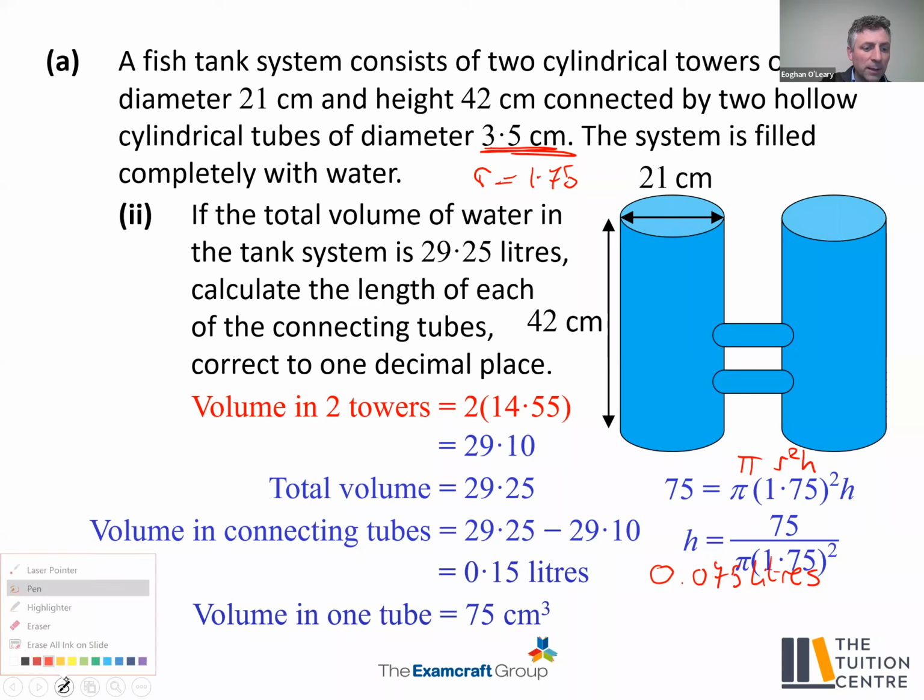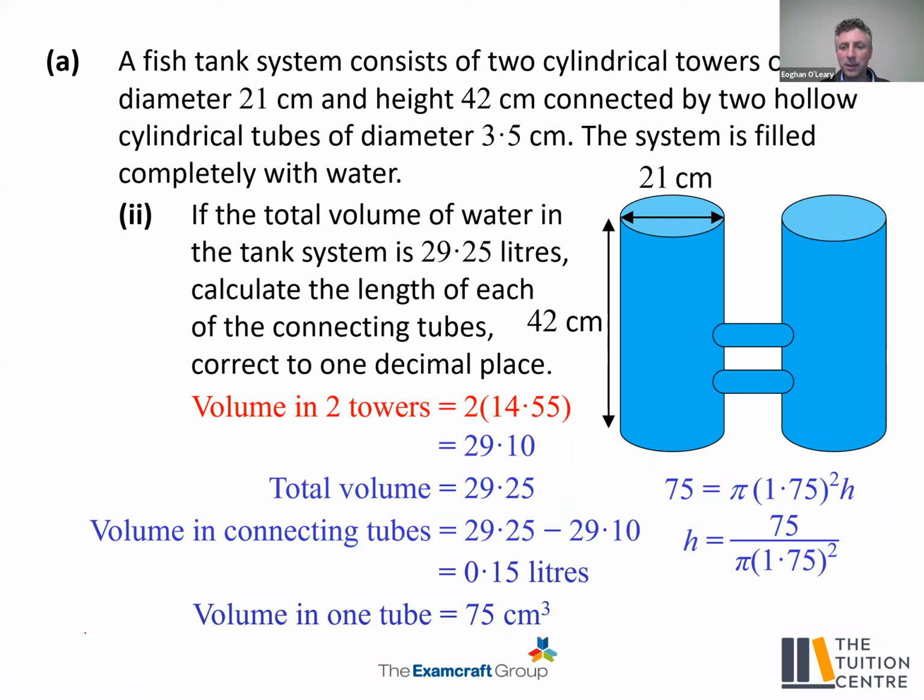What I do then is calculate my height by dividing 75 by pi times 1.75 squared, which gives 7.7953. I'm careful to look back here and do it correct to 1 decimal place. I don't want to lose any marks by not rounding correctly, so I get 7.8 centimeters. So there's a bit more work to that, but again, we can get there step by step, line by line, another 10 marks.